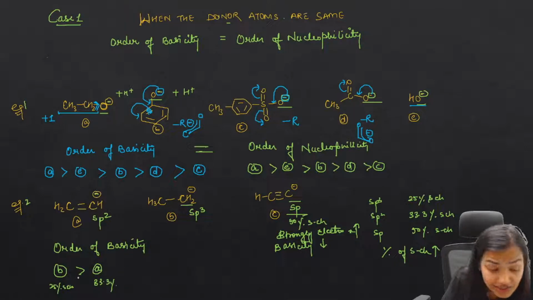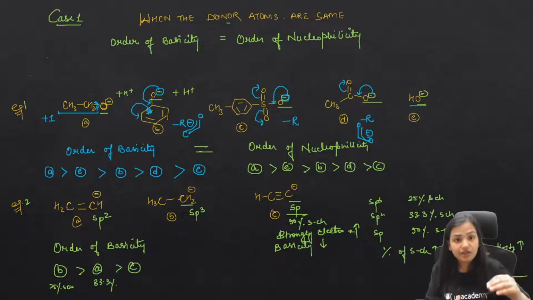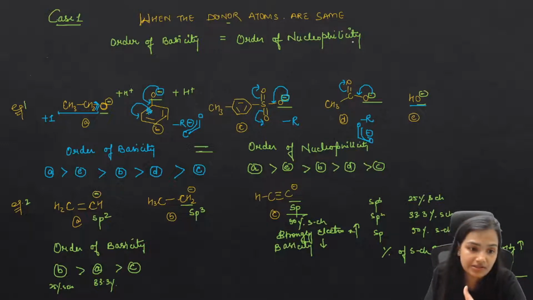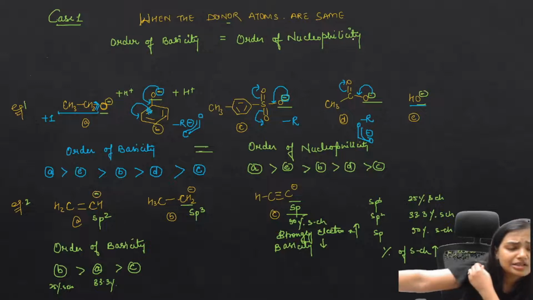Less s character means less electronegativity. Less electronegativity means more basic strength. Then after comes your C. So this is your order of basicity. If the donor atoms are the same, then the order of basicity is equal to the order of nucleophilicity, because again the same atom has to attack, and there is no steric problem.